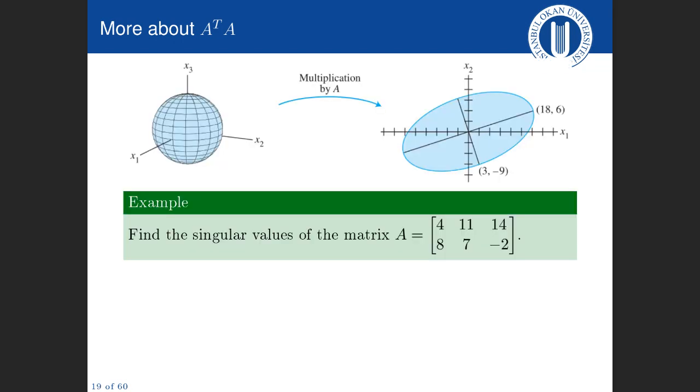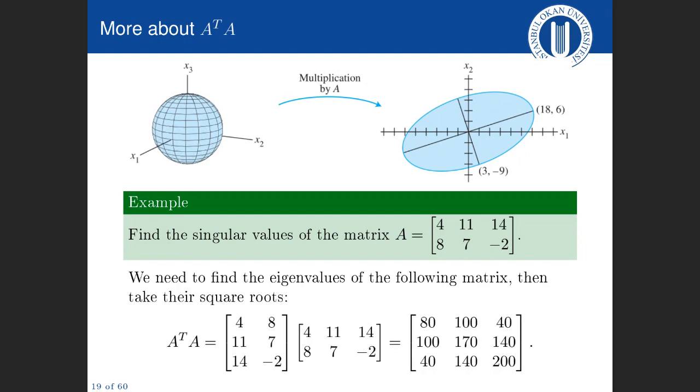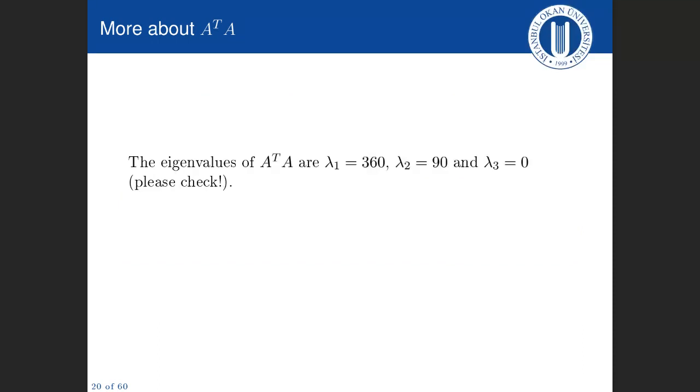Let's do another example. Find the singular values of the matrix 4, 11, 14, 8, 7, minus 2. We need to find the eigenvalues of A transpose A. I'll leave this calculation for you to check. Check that A transpose A is 80, 140, 100, 170, 140, 40, 140, 200. And please check that the eigenvalues of A transpose A are 360, 90, and 0.